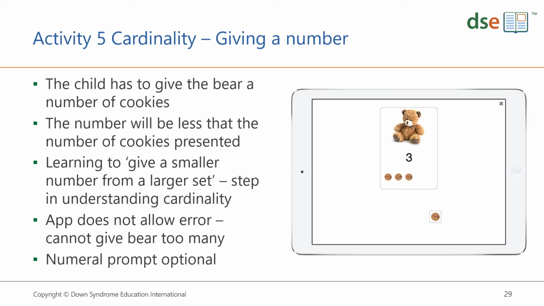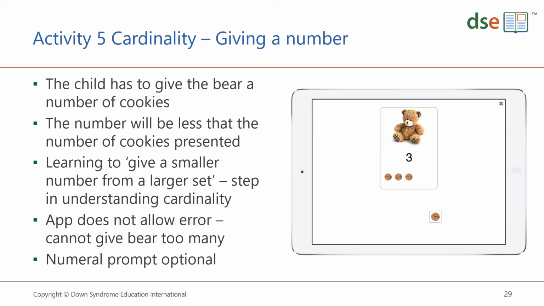Now, activity 5 is stepping into cardinality. And this is a game to help your child to learn to give a smaller number from a bigger set. So the example on the screen, the child is being asked to give Teddy 3 cookies. There were four to start with. The child's moved 3 cards onto the Teddy, and the app will not allow you to put the 4th one up.